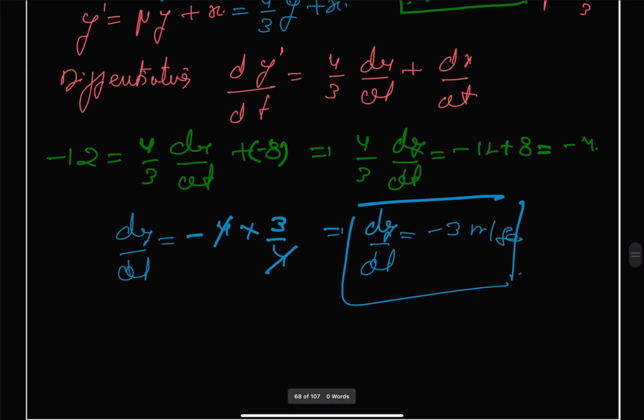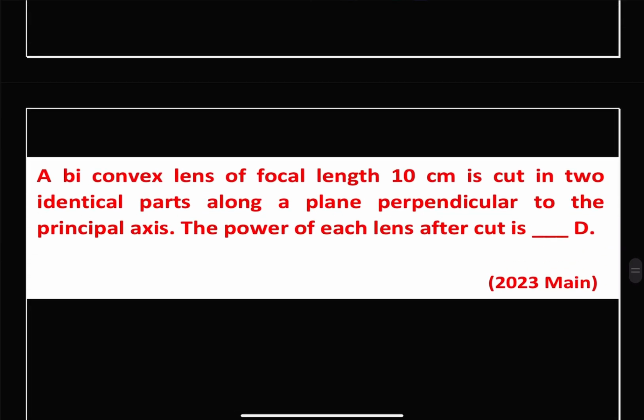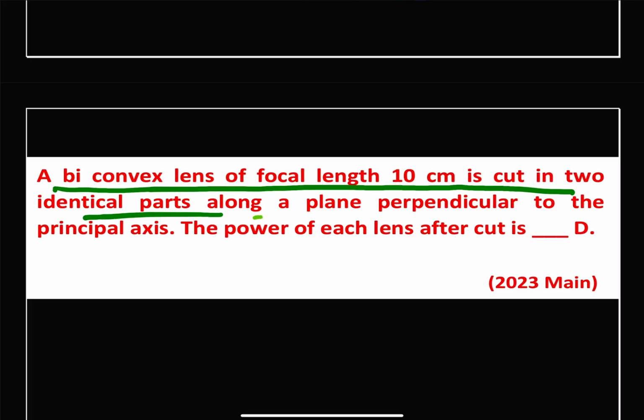Second, minus, yeah, this is correct. Next question, it states that a biconvex lens of focal length 10 cm is cut into two identical parts along a plane perpendicular to the principal axis. The power of each lens cut is dash diopter.